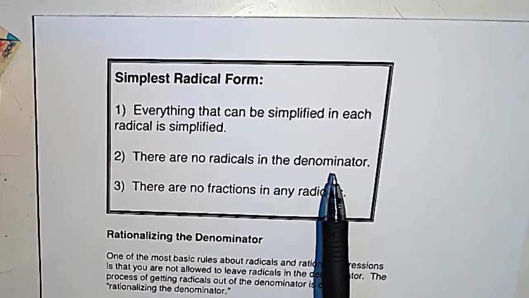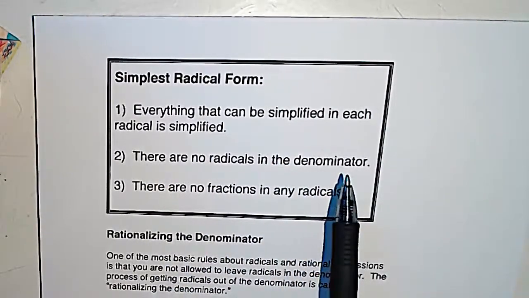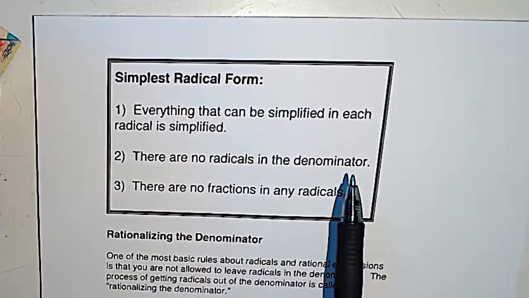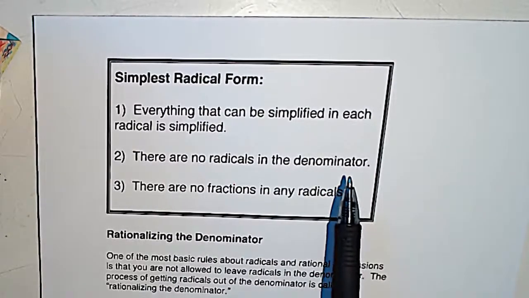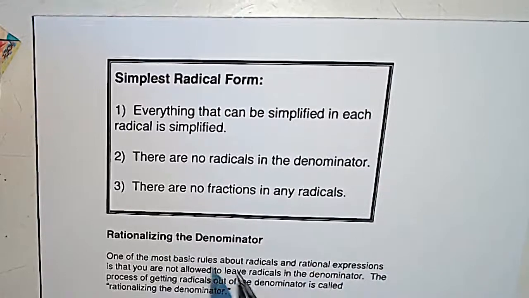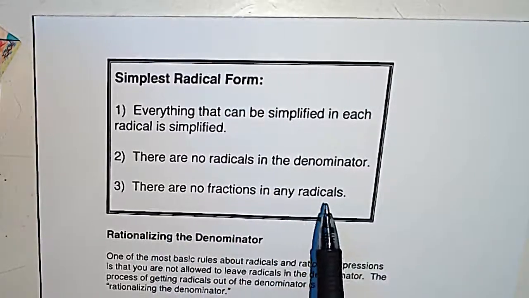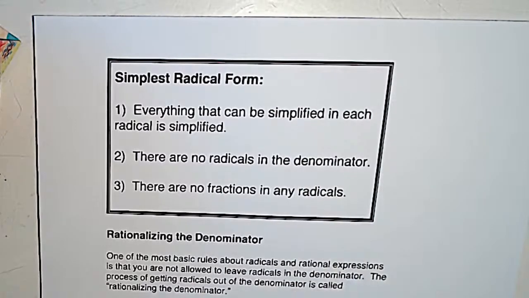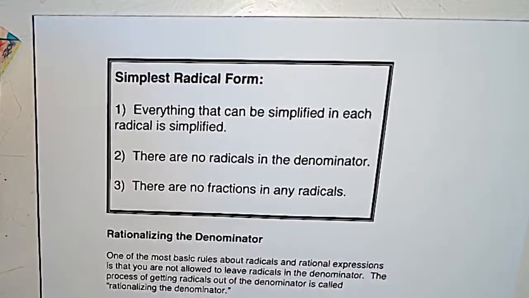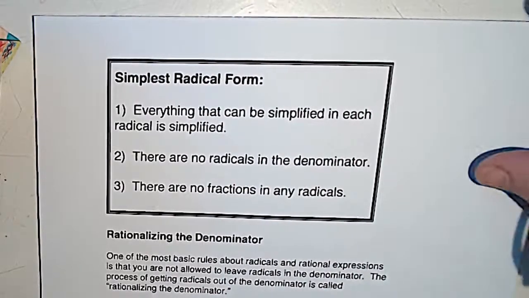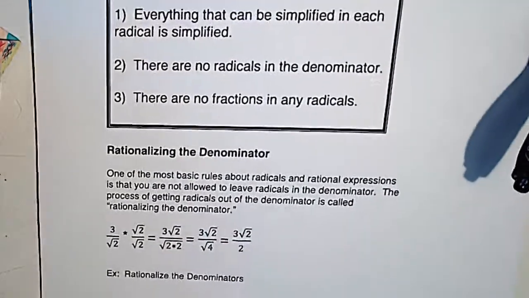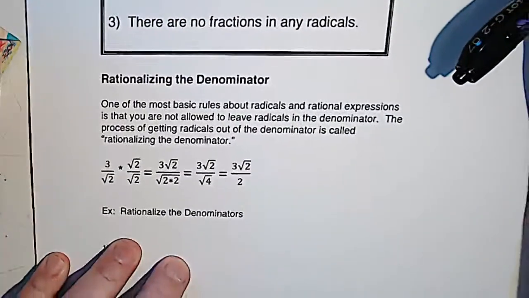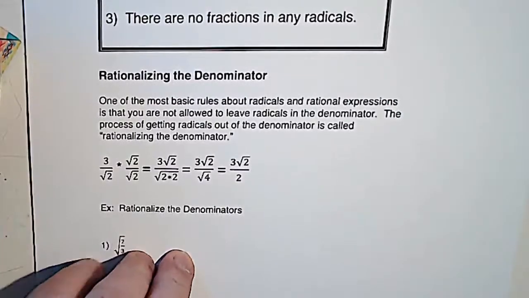There are no radicals in the denominator. This is a big point. This is going to be the bane of your existence for the next 15 minutes, plus whatever homework you do. And there are no fractions inside any radicals. That is a sneaky way to try to do an end run around number 2. So basically no radicals mixed with denominators. It's just bad news. It just does not work. Okay, so it's like mayonnaise and orange juice. It just does not work together.